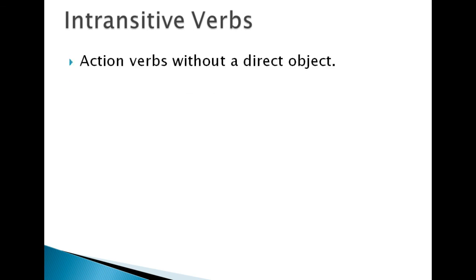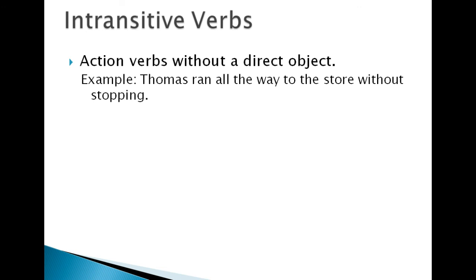Action verbs without a direct object, an object that receives the action of the verb, are intransitive. For example, Thomas ran all the way to the store without stopping. Ran. Ran what? He didn't run any specific thing. He ran to a certain place, in a certain manner. So this verb is intransitive.